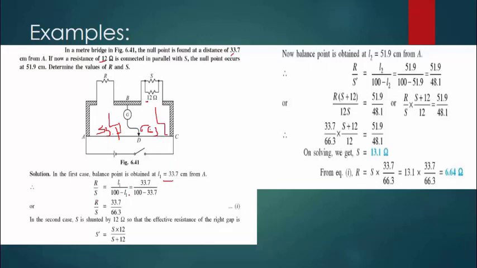So R over S, na kwanza sana 33.7 divided by L2 ambao ni 100 minus that, 66.3. Tunapata ratio ya kwanza. In the second case, if now a resistance of 12 ohms, actually nimeanza tuna complicated case, lakini sio complicated as long as tumesoma wote umeme vizuri, concept hizi zinakuwa zinaeleweka.